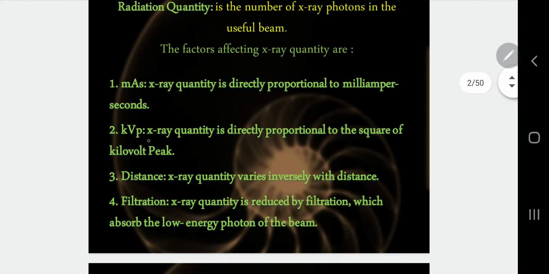2. Kilovolt peak. X-ray quantity is directly proportional to the square of kilovolt peak. 3. Distance. X-ray quantity varies inversely with distance. 4. Filtration. X-ray quantity is reduced by filtration, which absorbs the low energy photons of the beam.